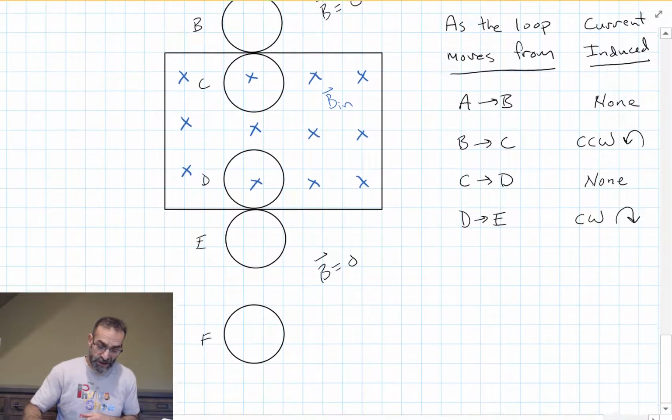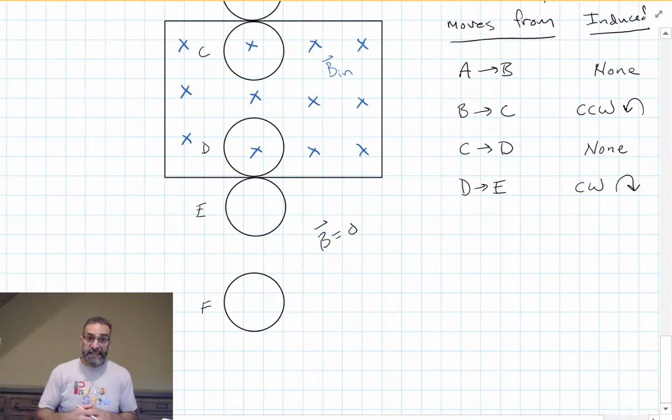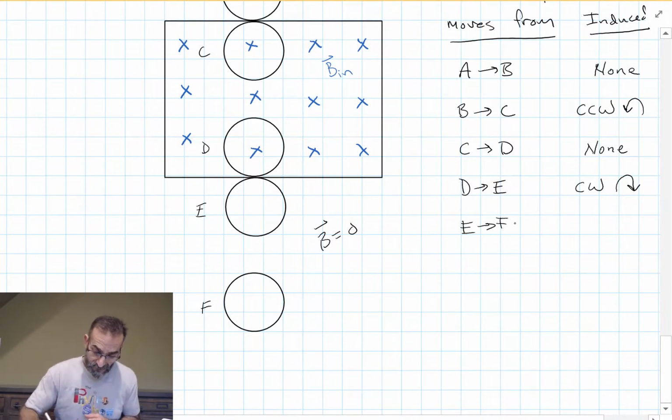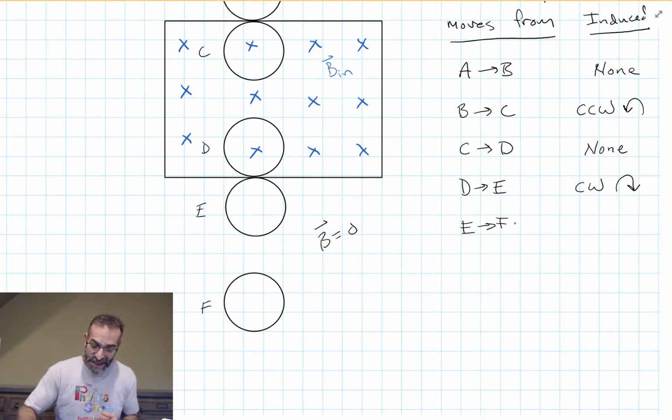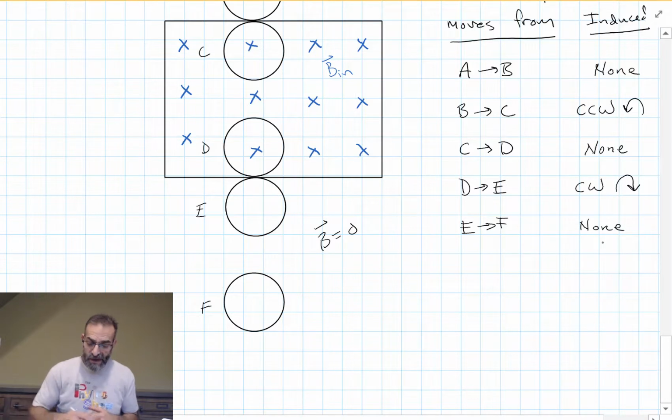Now the wire continues to move from point E to point F. At point E, there's no magnetic flux. At point F, there's no magnetic flux. At no point in between did it have magnetic flux. It was 0 the whole time. It was constant. And as long as it's constant, we have no induced EMF, no induced current.